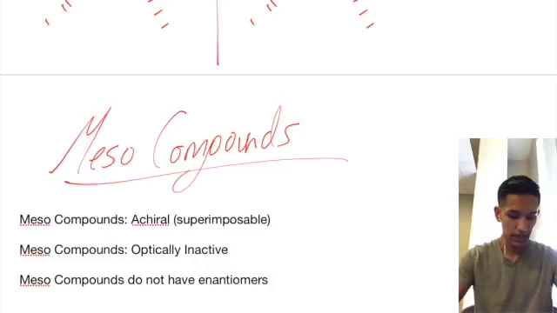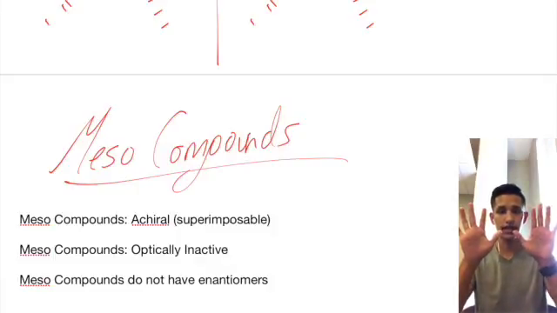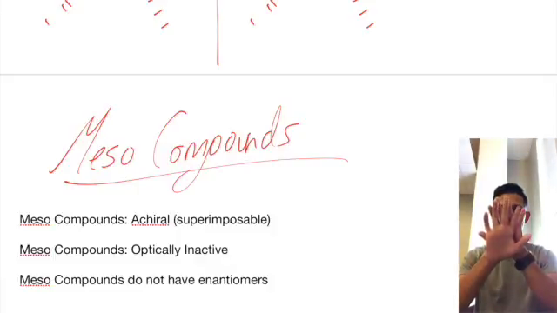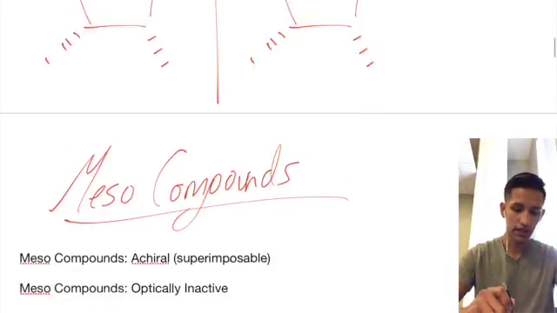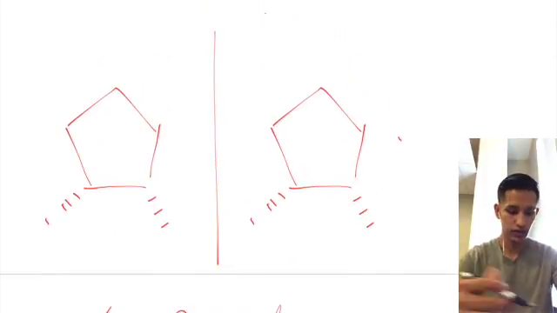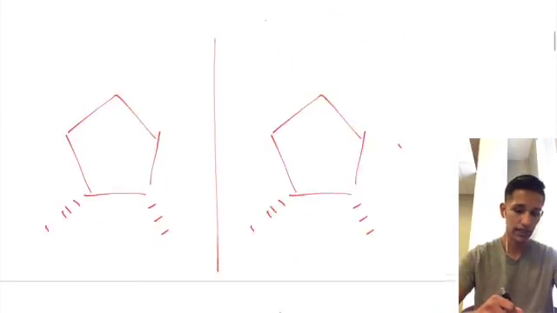Meso compounds also do not have enantiomers. Enantiomers, like I just said, are like, for example, our hands. Enantiomers are not superimposable on each other, whereas meso compounds are. And so meso compounds do not have enantiomers.